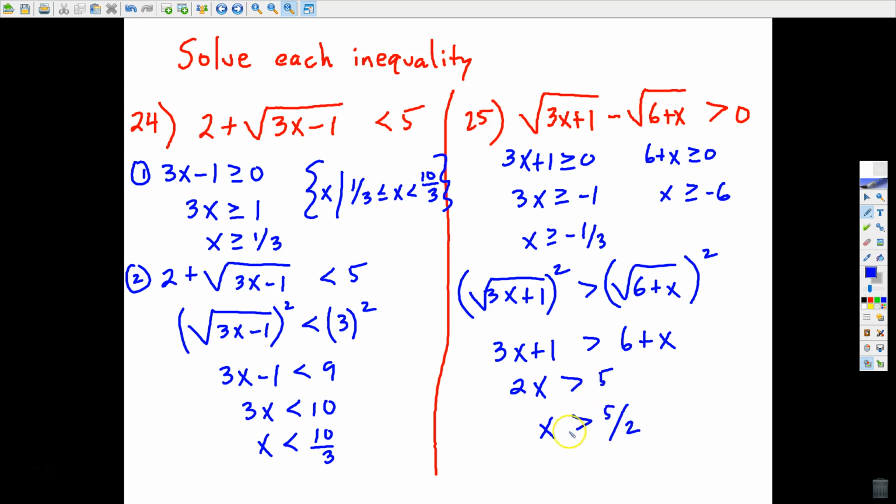So I'm going to see, do the numbers represented in the solution agree with what they have to be to avoid the square root of a negative number? All the numbers bigger than 5/2 certainly agree with all the numbers bigger than or equal to negative 1/3 or negative 6. So this ends up being my solution to number 25.